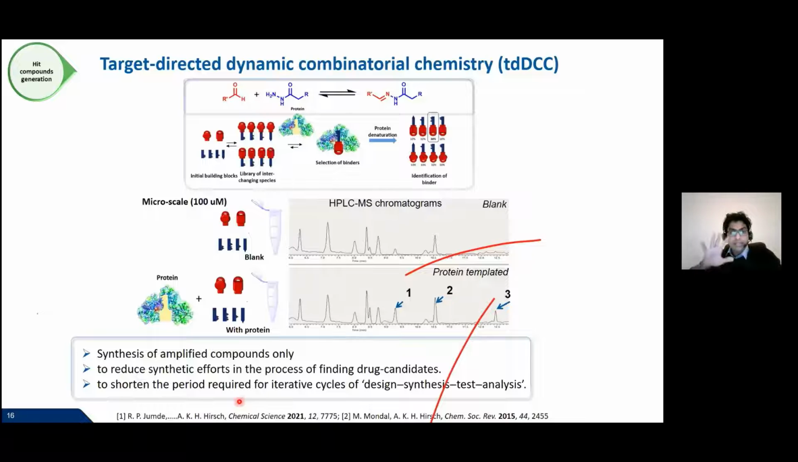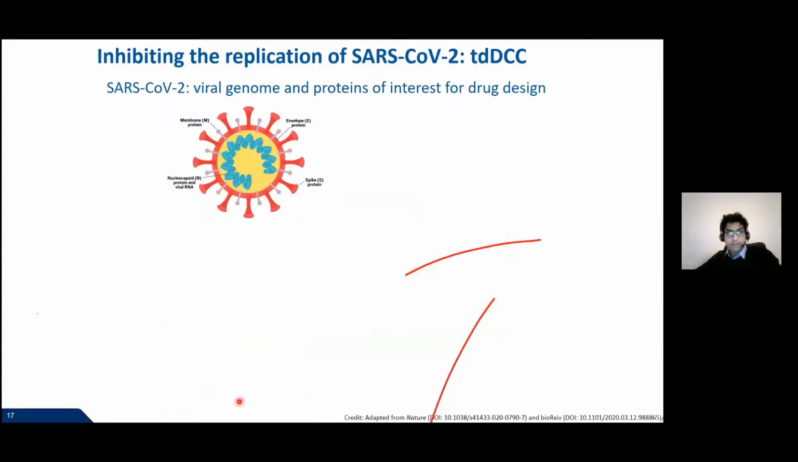So I hope that now I have covered how this kind of technique is used to find the hit compounds, or the good quality hit compounds. Hit compounds are the compounds which are used at the beginning of the drug discovery process. Now let's look at the example, right?